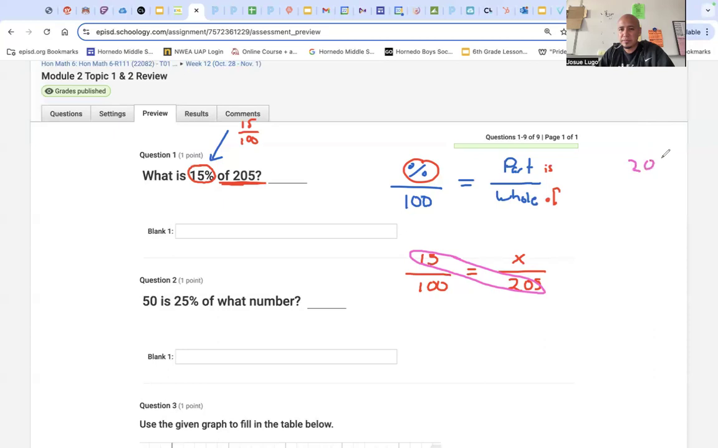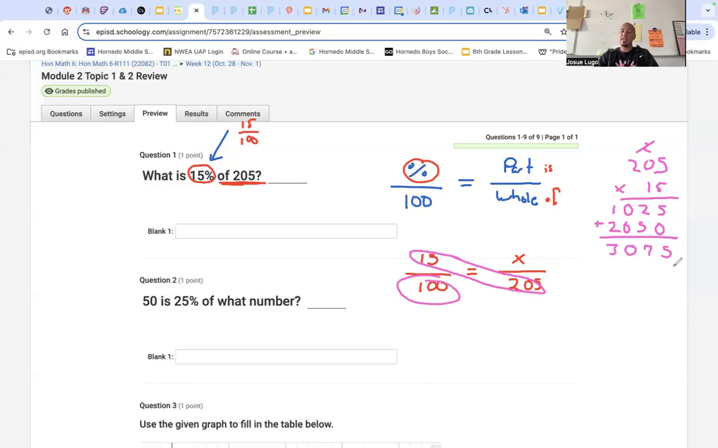205 times 15. 15 times 5, 5 times 5 is 25. 5 times 0 is 0, plus 2 is 2. 5 times 2 is 10. All right, we're done with this column. Let's continue with 5. 1 times 0 is 0. 1 times 2 is 2. And then we add them all together to give me 5, 7, 0, and 3. So we have 3,075.